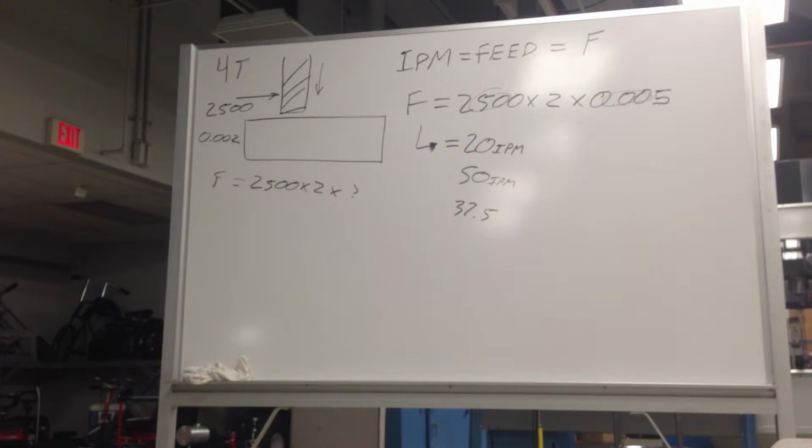I put in a 4-tooth tool. My chip load is going to change. I didn't have to do anything to change that. It changed because I changed the number of teeth. Because that means the teeth have to work harder or less hard depending on how many teeth you change to.